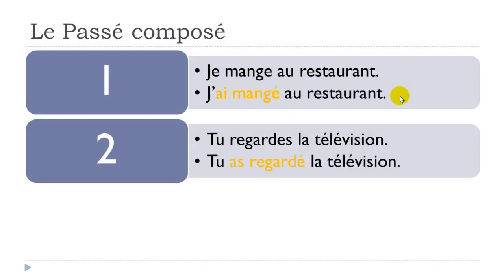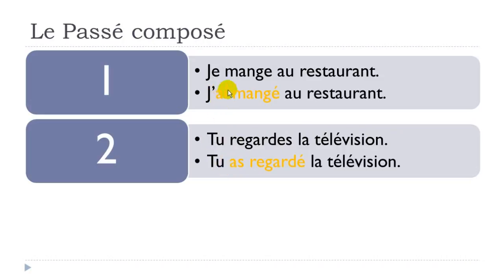Okay? Another example here. Tu regardes la télévision. Okay, remember, regarder is to watch. Okay, so you are watching the television. Tu regardes la télévision, so that's here the present tense. Okay, and so if we want to put the same verb at the past tense, well, basically we've got to respect the same rule that we had previously.